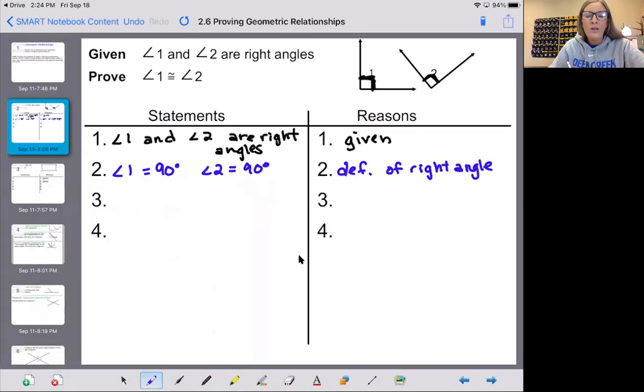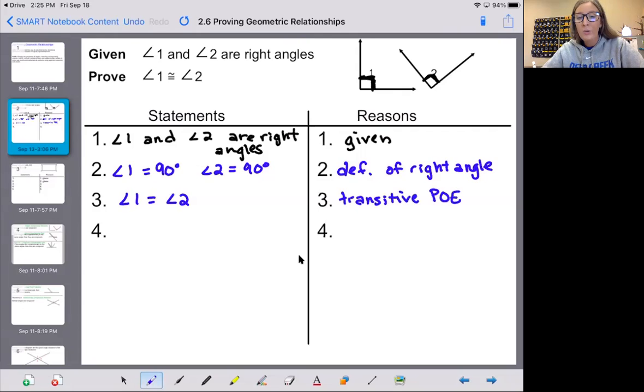Okay, and so if angle 1 is 90 and angle 2 is 90, would it be fair to say angle 1 equals angle 2? Now you have to come up with a reason, right? If angle 1 is 90 and angle 2 is 90, we have two different items that are equal to the same thing. So those two different items must be equal. Remember, that's the transitive property. Now I'm using POE, property of equality, because these two things here are equal. So then my last line is angle 1 is now congruent to angle 2. And that is the congruence property or property of congruency, however you want to word that.